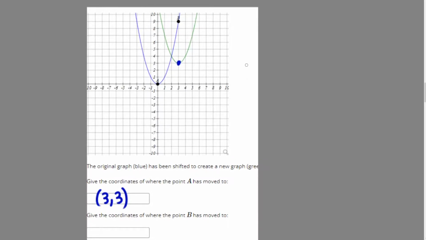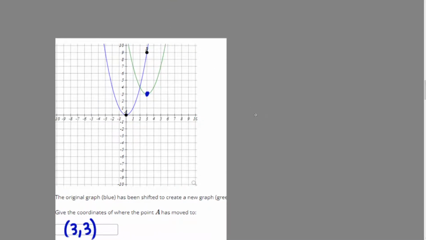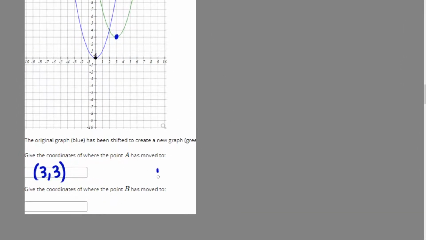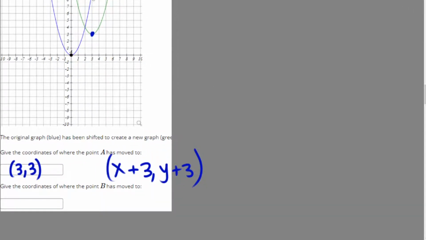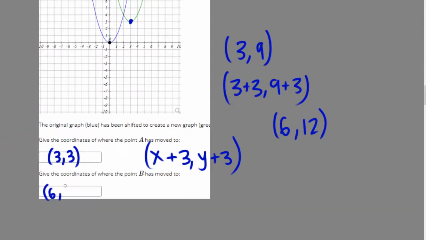And then now we want to find what happened to the B. Now this is tricky because the B actually isn't on our green graph anymore. But we know that we shifted up 3 and we shifted to the right 3. So we're going to say x plus 3, y plus 3 for our point, and then we'll plug in the point of B. So B is 3, 9. Our new point will be 3 plus 3, 9 plus 3, which turns into 6, 12. So for B, it's going to be 6, 12.